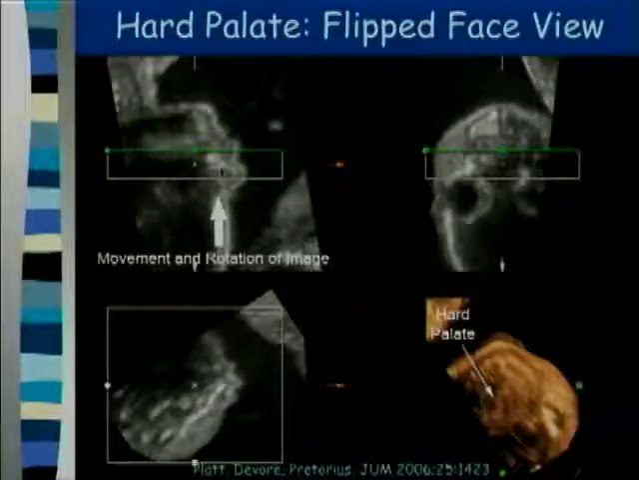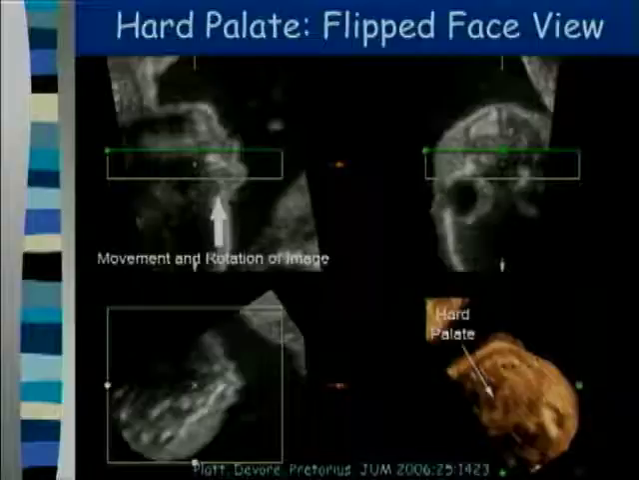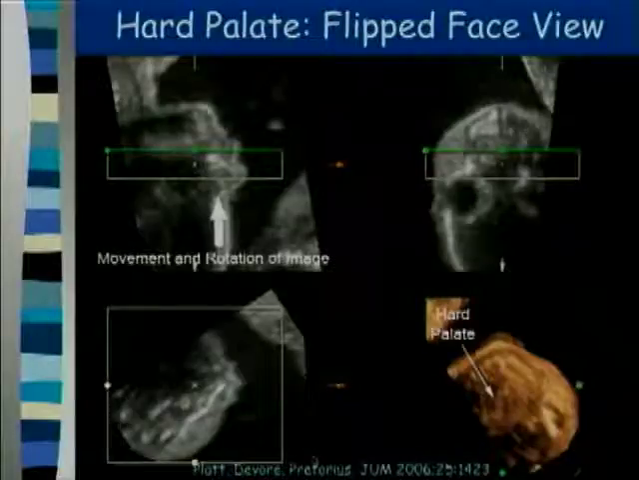Dr. Platt came up with this concept of looking at the hard palate on a flipped face view. What he did was he rendered with the face upside down, with the profile down here and across here, and got a picture of the alveolar ridge with the hard palate back here. And I must confess that I am on this paper as well.